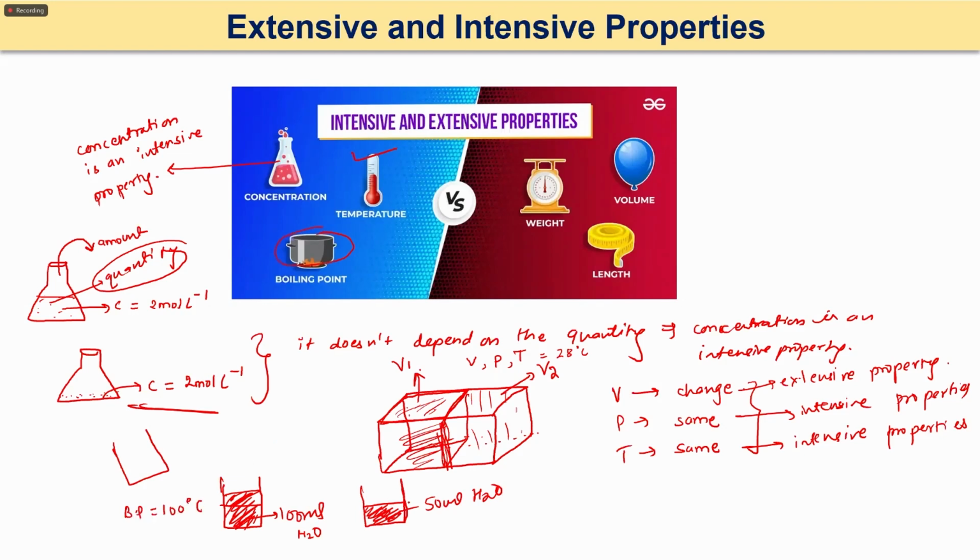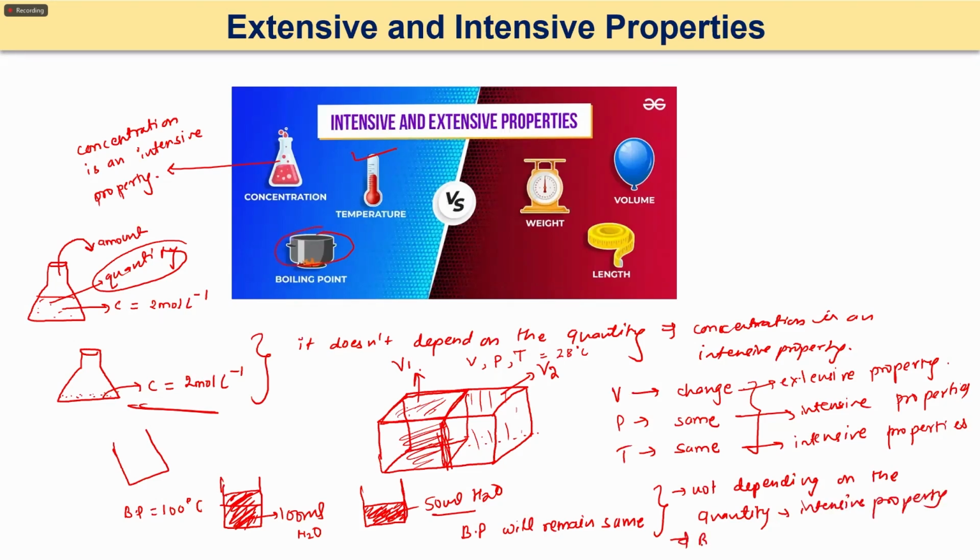So if we are reducing the quantity to half, here water is 100 ml and here it is 50 ml, the boiling point will remain the same. The water will boil at 100 degrees Celsius. If it is remaining the same and not depending on the quantity, then it will be an intensive property. That means your boiling point is also an intensive property.